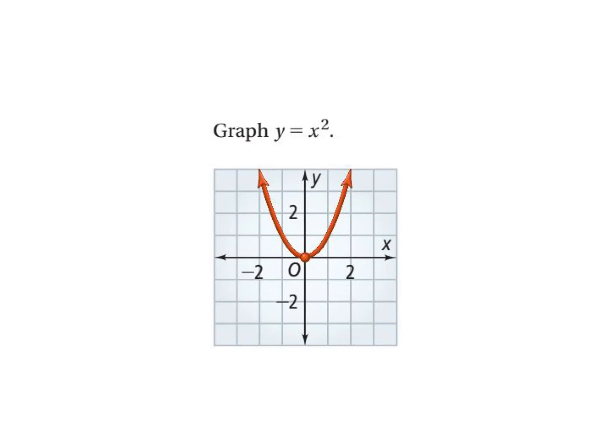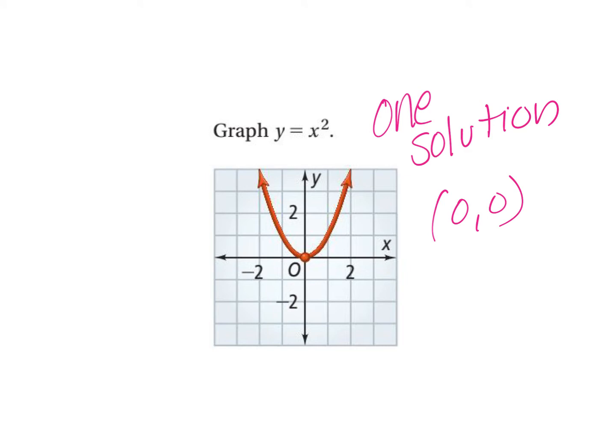Now in this case, we would only have one solution. And we know there's only one solution because the vertex of the graph only crosses the x-axis in one spot. And in this case, it happens to be the origin. There can be solutions that touch only here or here. It's just coincidence that this one happens to be the origin.